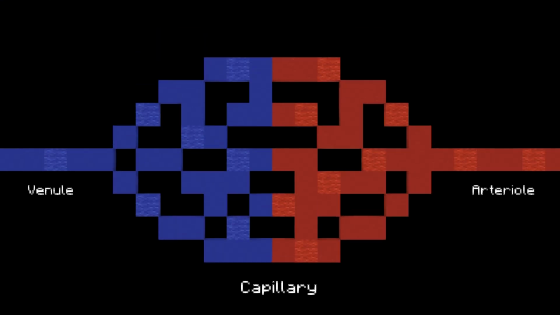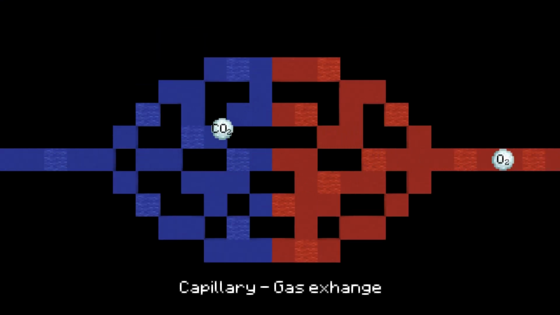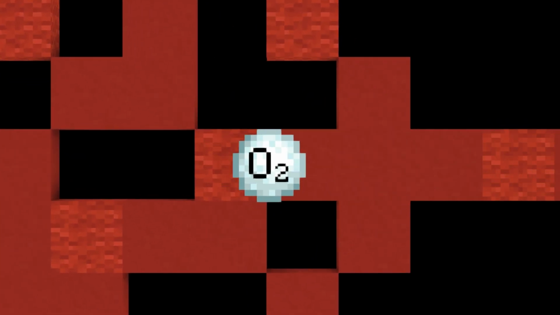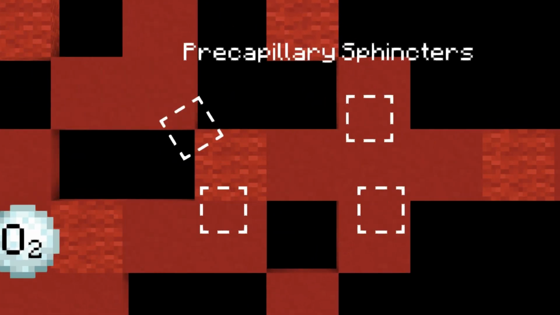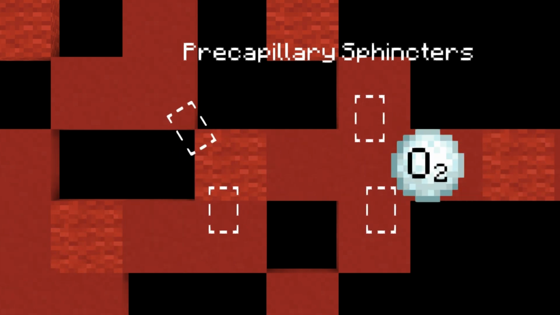The vessel that connects arteries and veins is known as a capillary. It acts as an exchange point for materials such as oxygen and carbon dioxide. These capillaries also have valve-like muscles known as precapillary sphincters. They reduce the pressure of the blood entering the capillary by relaxing and contracting.